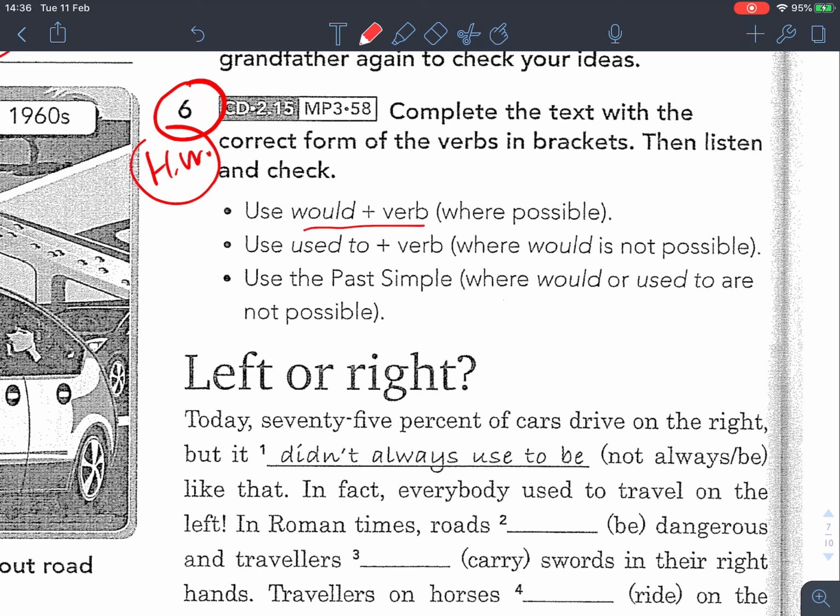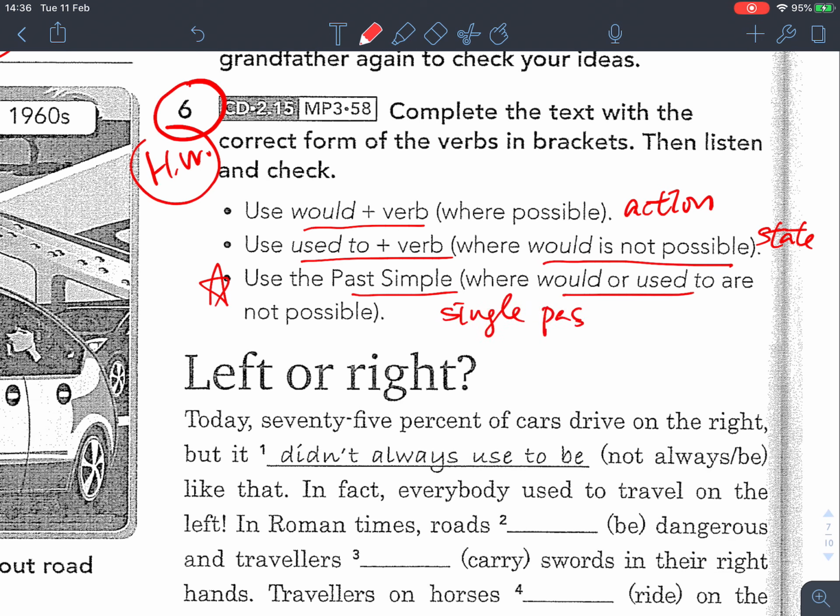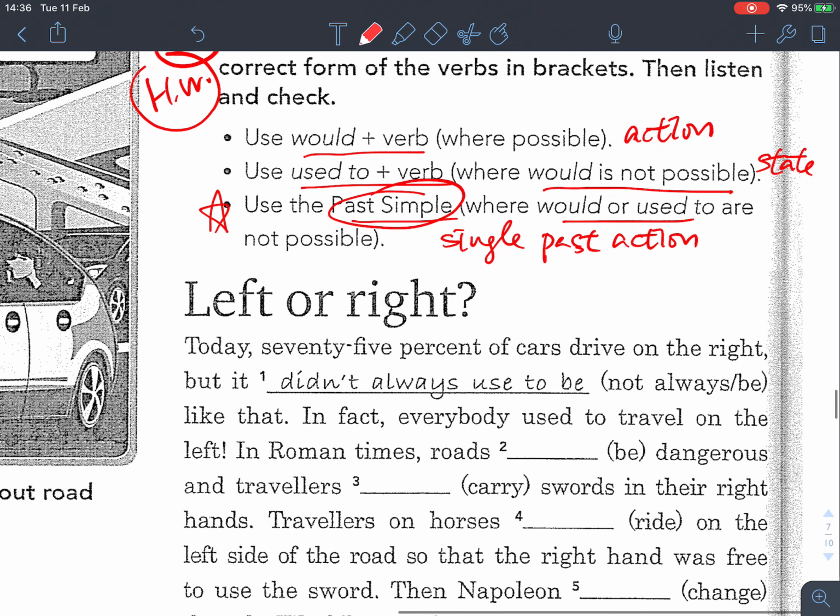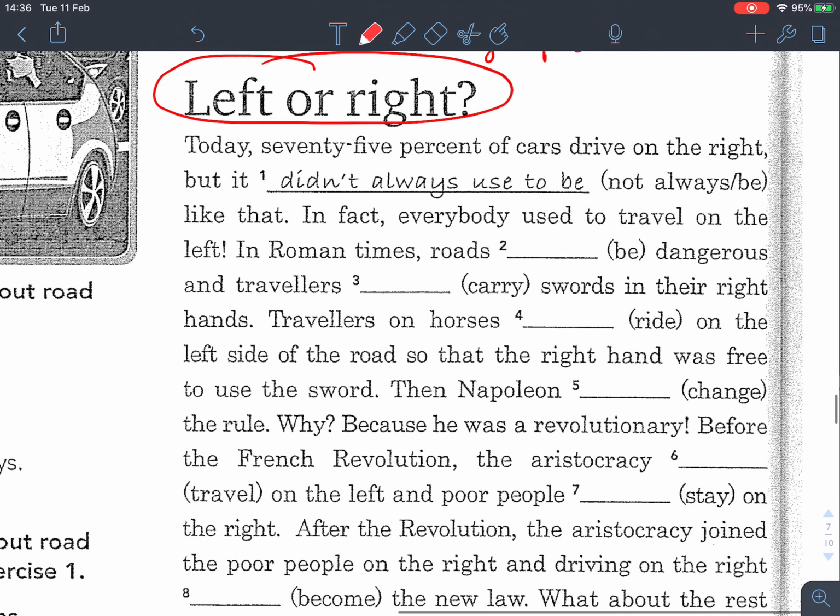Okay, so here, if it is an action, you use would. All right. So use used to where would is not possible. So what does it mean? Used to. So we're using used to talk about states, right? And then this one, be careful: use past simple where would or used to are not possible. So if both are not possible, in what situations will we do this? Because it's a single past action, remember, single past action, it happened only once, so we can only use past simple. Okay, so for this exercise, you have to do the questions in your book, and when school resumes, we're going to check the answers together.